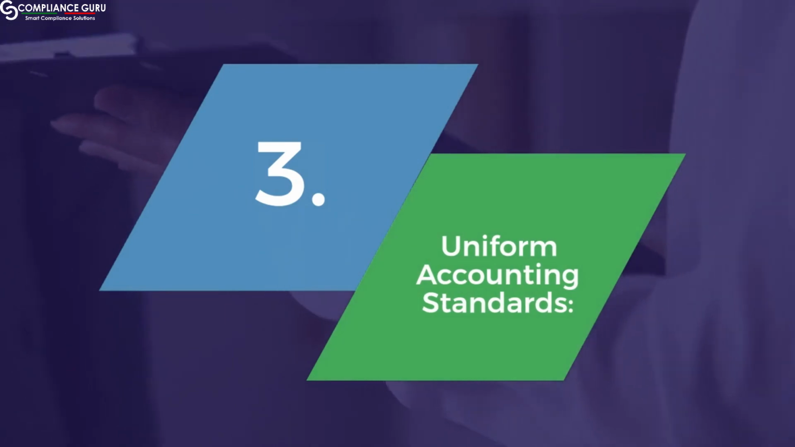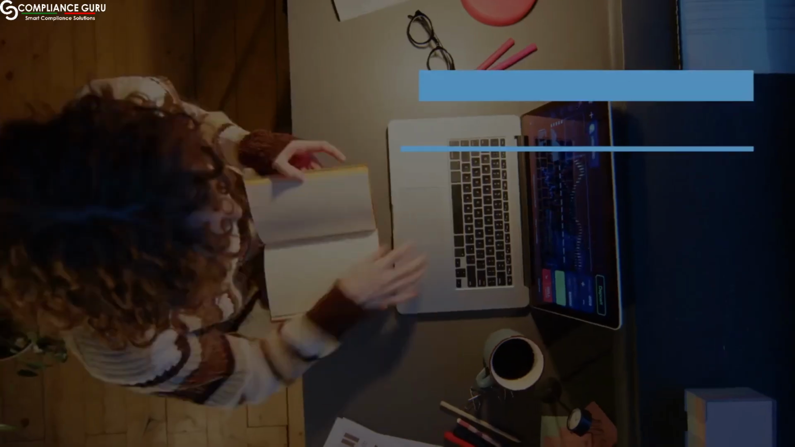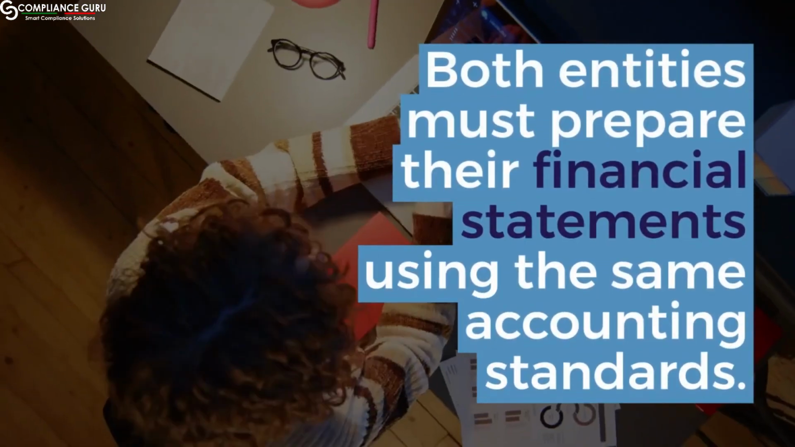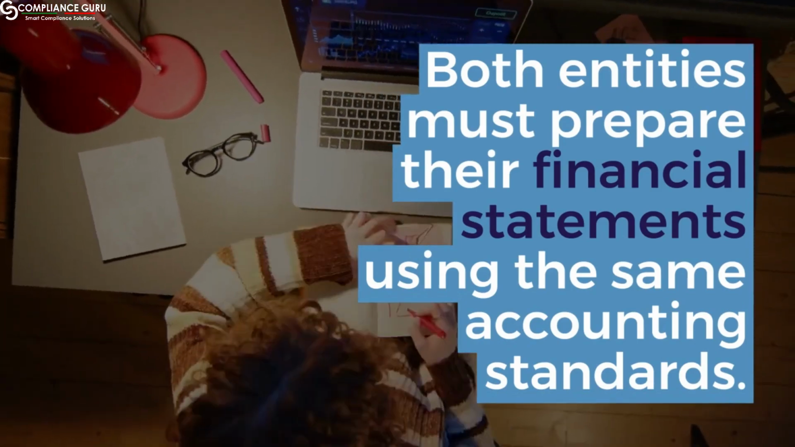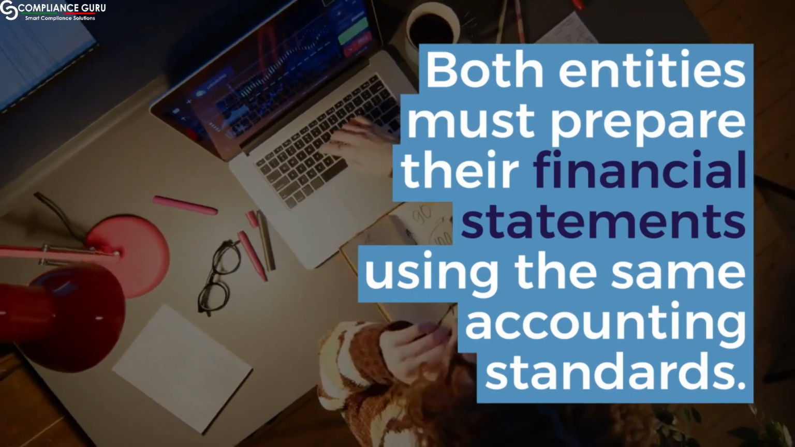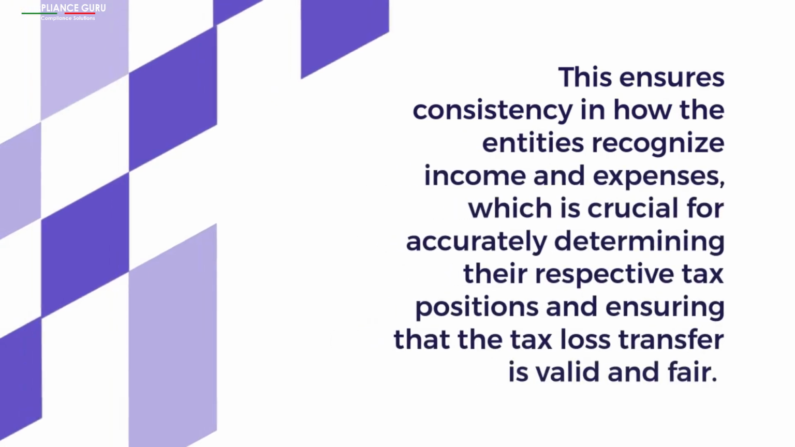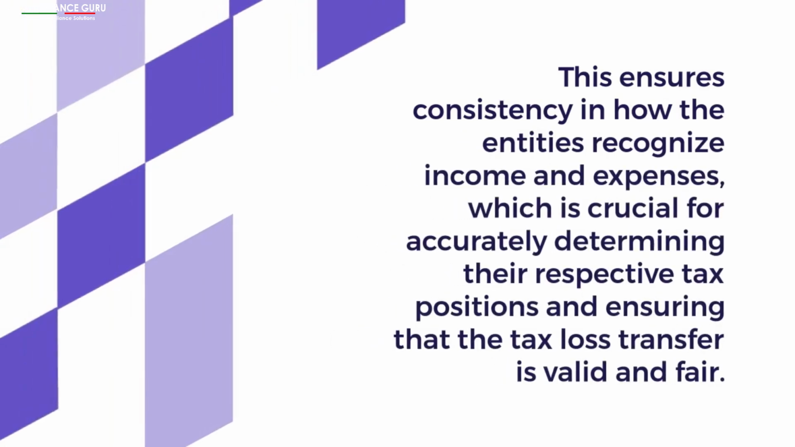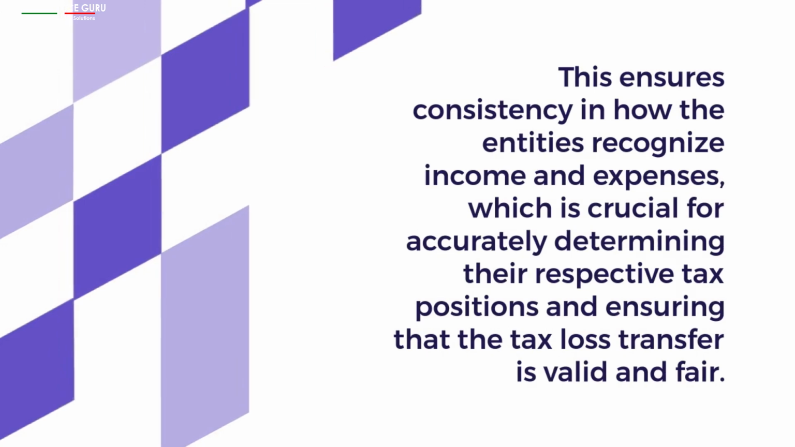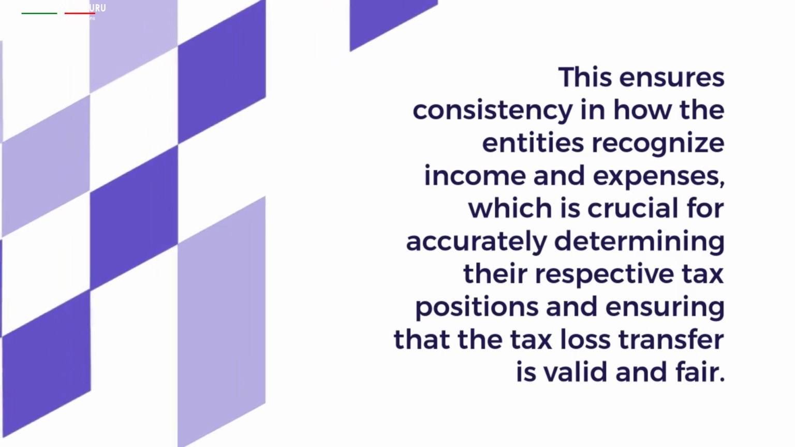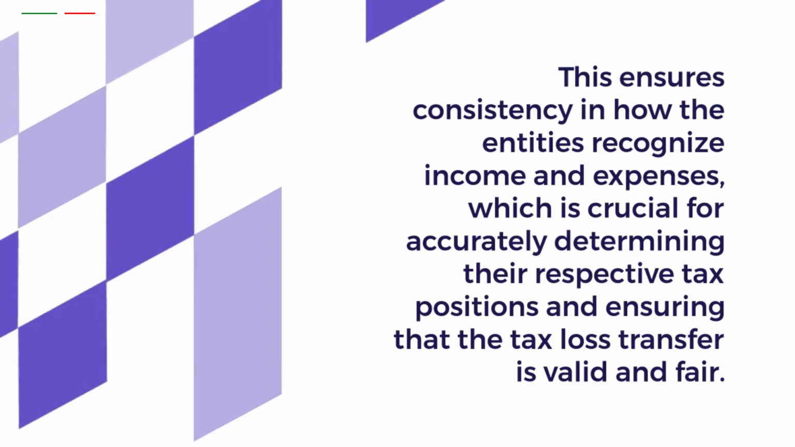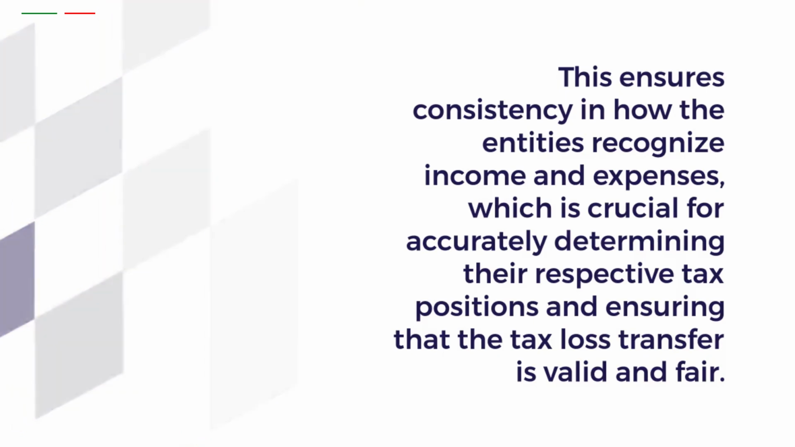3. Uniform accounting standards. Both entities must prepare their financial statements using the same accounting standards. This ensures consistency in how the entities recognize income and expenses, which is crucial for accurately determining their respective tax positions and ensuring that the tax loss transfer is valid and fair.